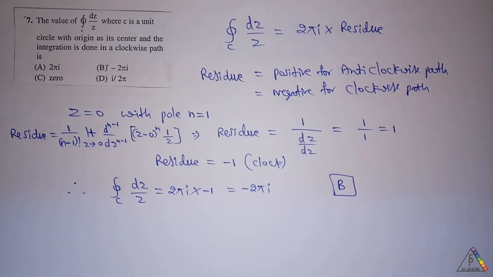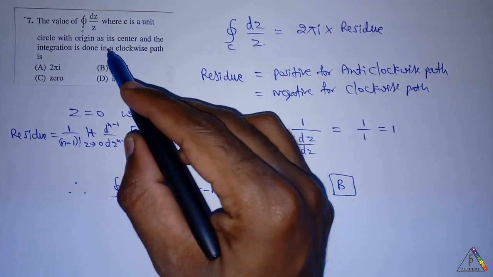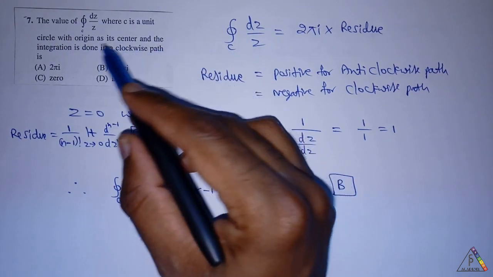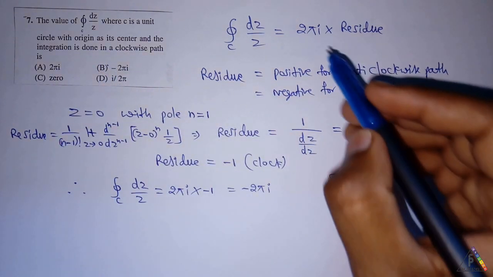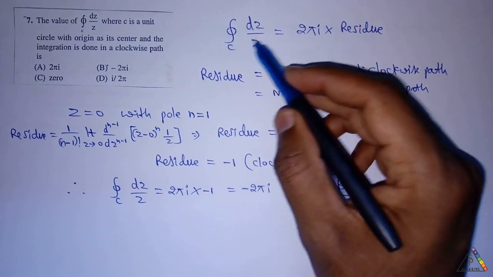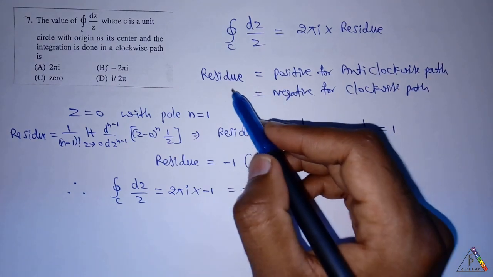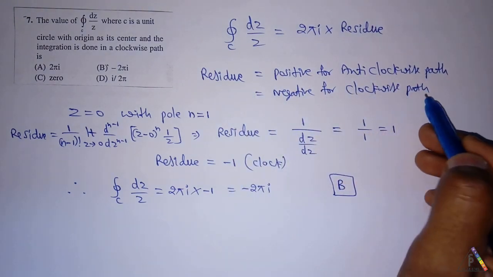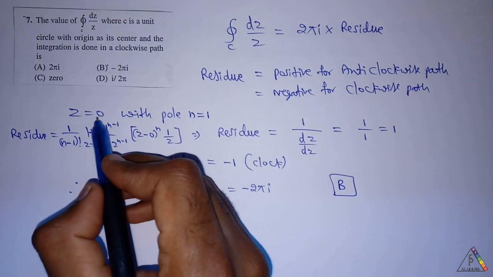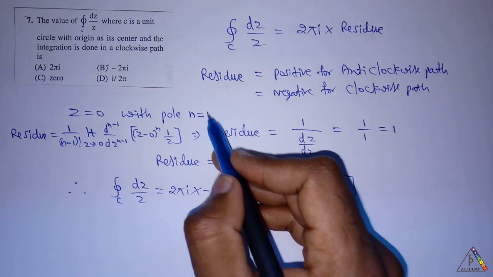Next question: the value of the contour integral dz by z, where C is a unit circle with origin as its center and the integration is done in a clockwise path, is. We know that the contour integral of a function is equal to 2πi into the residue. The residue will be positive for an anti-clockwise path and negative for a clockwise path. Therefore, z equals 0 is the singular point with the pole of order n equals 1.